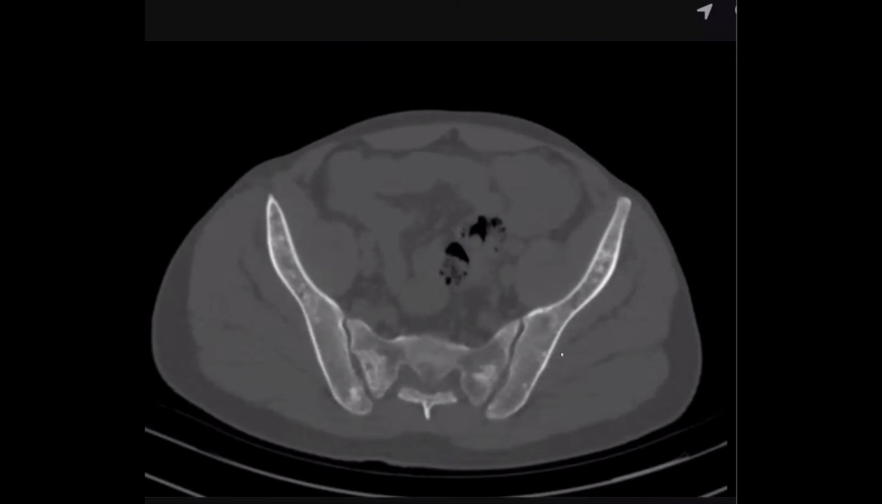Erdheim-Chester disease presents with diaphyseal sclerosis. Diaphyseal and metaphyseal sclerosis, not only diaphyseal. So this one is a case of Erdheim-Chester disease, as you said.